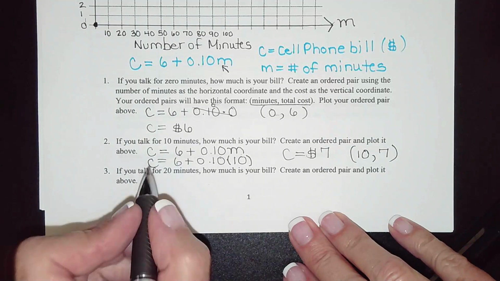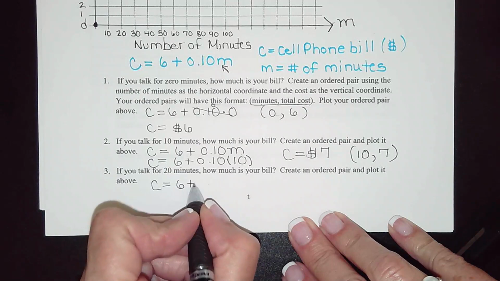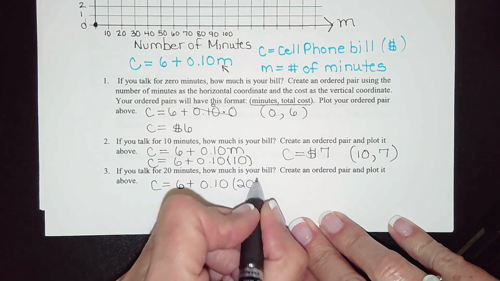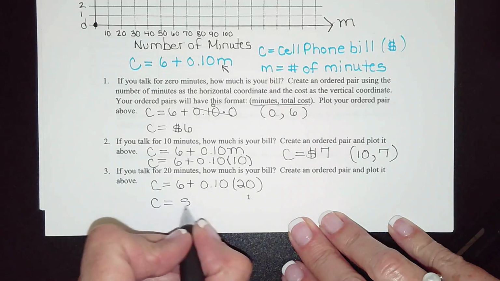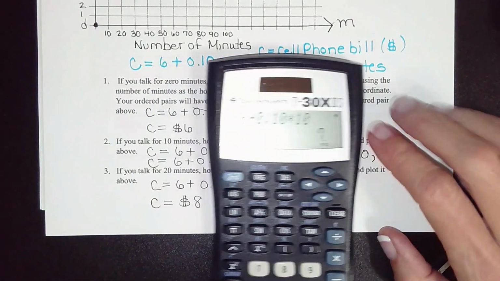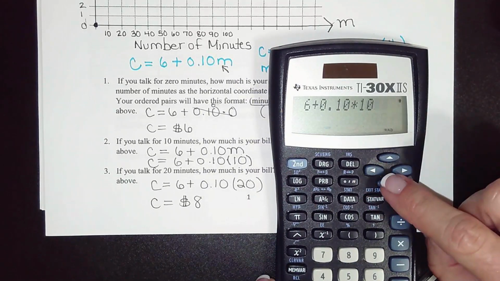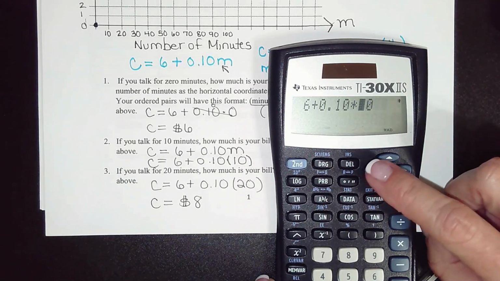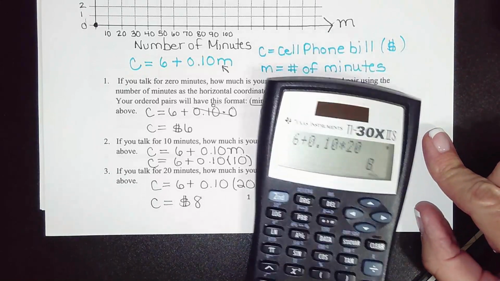So if you talk for 20 minutes, same thing, C equals 6 plus 10 cents per minute times 20 minutes. So 20 dimes I know is $2. So this is going to be $8. But I can easily type it in the calculator. All I have to do is hit the up arrow and change that to 20. And there it is. It's $8.